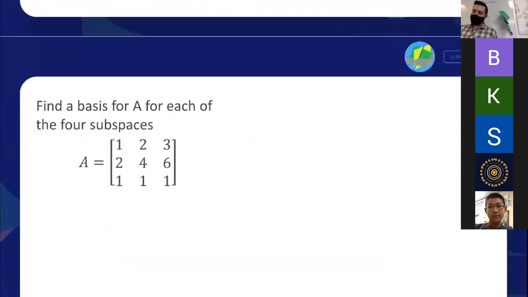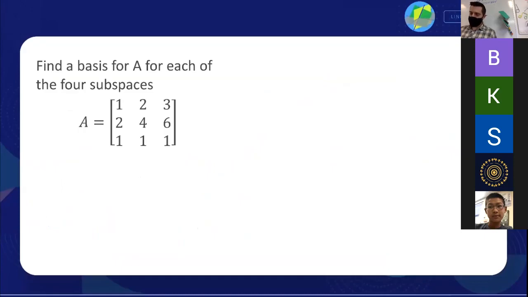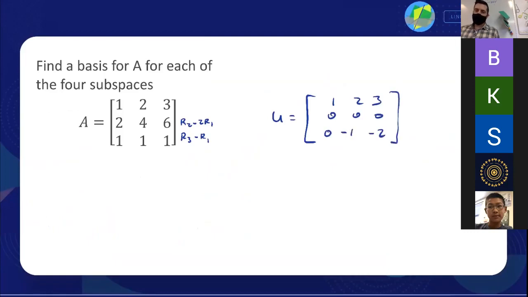Okay, another example: 1, 2, 3, 2, 4, 6, 1, 1, 1. So I'm going to take row 2 minus 2 row 1 and row 3 minus row 1, so I can do elimination. 1, 2, 3, 0, 0, 0, 0, negative 1, negative 2. Okay, and typically you might want to have switched rows 2 and 3 to have that triangle, but we can identify the pivots, which is really what we're looking for.